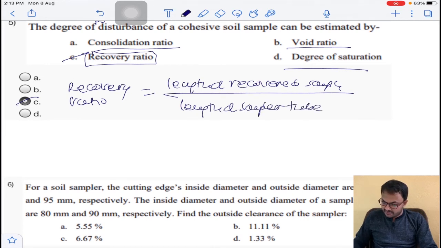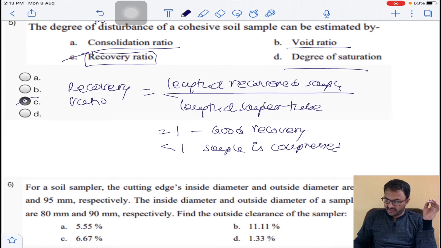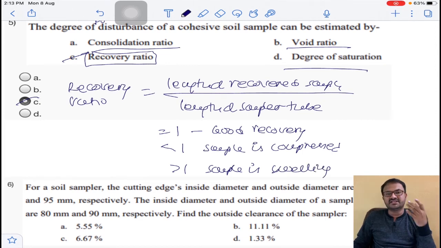Okay, so if it is equal to 1, it is a good recovery. If it is less than 1, that is, the length of the collected sample is less than the sampler tube, in that case the sample is compressed. And if it is greater than 1, the sample is swelled, that is, the length is increased. So the degree of disturbance depends upon the recovery ratio. Clear? So the answer for question number 5 is C.